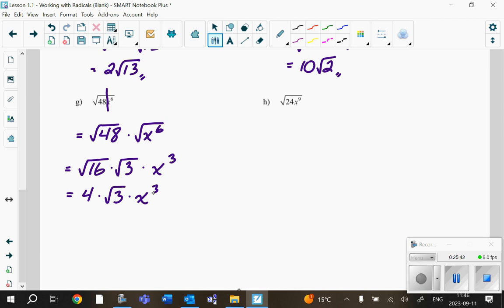The last step is to take away the multiplication dots and put everything that's not under a radical together first. Remember, when we multiply, the order doesn't matter. This times this times this is the same as this times this times this, or this times this times this. So I'm going to put the 4 first, then the x to the third next, then the square root 3 last. Why do I do that? I don't want to leave it in this order because I don't want to get confused that this would be under the square root.